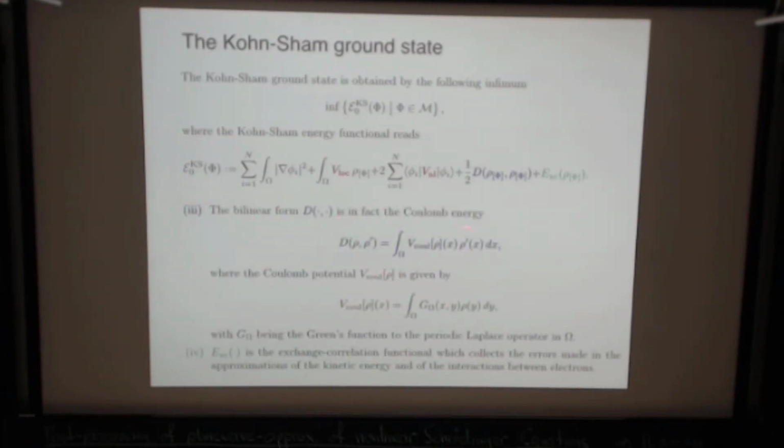Then this is just the Coulomb energy. So if you have some density, you build the Coulomb potential through the Green's function, which is here the periodic Laplace operator, and then you do the potential times the density to give you the energy. And everything that is not accounted for is in this so-called exchange correlation functional. You can also call it garbage collector. But the theory states there exists some functional such that the solution to this problem gives you the right electronic density, but the exact functional is not known.